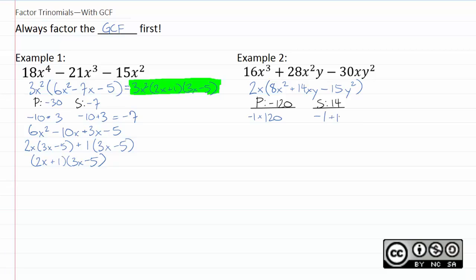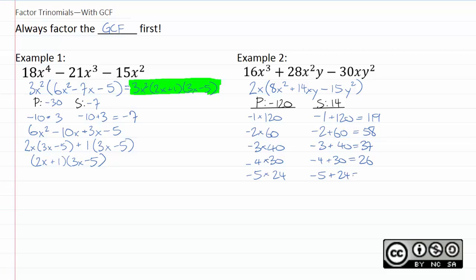Well, negative 1 plus 120 is 119, so that doesn't match. Negative 2 times 60, well, negative 2 plus 60 is 58. That also doesn't match. Negative 3 times 40. Negative 3 plus 40 is 37. Also not a match. Negative 4 times 30. We get negative 4 plus 30, which is 26. So we are getting warmer. Negative 5 plus 24 is 19. Negative 6 times 20. Negative 6 plus 20 is 14. So now we got that match. Now we have something here that matches what we have there. It took a while, but we got it.